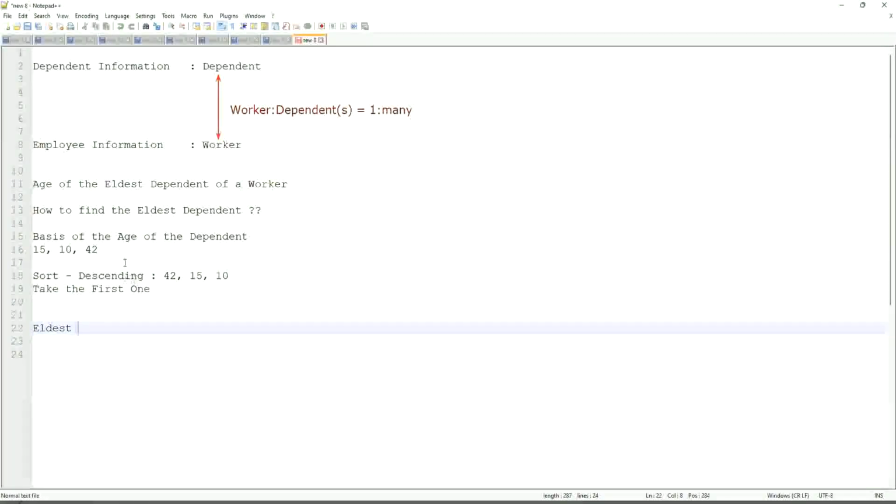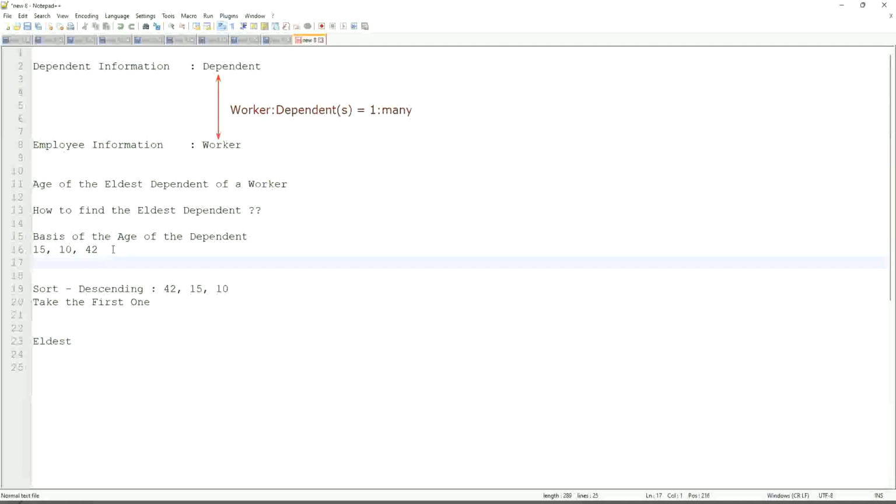If somebody has only one dependent, age 35, will our logic work in that case as well? We sort descending. So it will be 35. Take the first one. 35. Right, so our logic works. If there are multiple, even more.